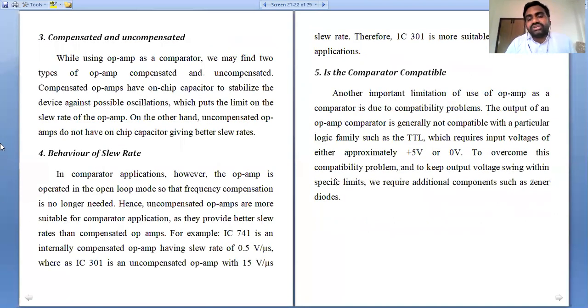So how can we compensate the comparator? By using an on-chip capacitor to stabilize the device against all possible odd oscillations. We put a limit on the slew rate by placing a capacitor on board; an on-board capacitor is called an on-chip capacitor. This will stabilize the oscillations and limit the oscillations and the slew rate. These oscillations as well as the slew rate will be eliminated.